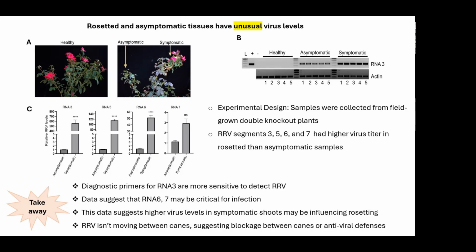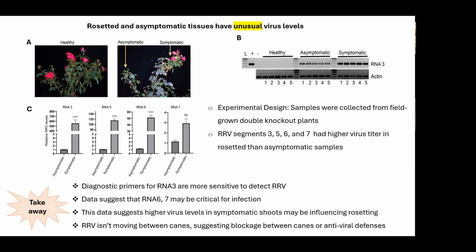As you can see on the control, we used the same concentration for these samples, and virus levels were higher in symptomatic compared to asymptomatic. We then looked at the virus status of these samples using qPCR, and there was more virus in symptomatic tissue with primers for RNA3, RNA5, RNA6, and RNA7.